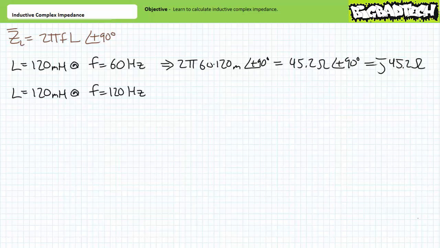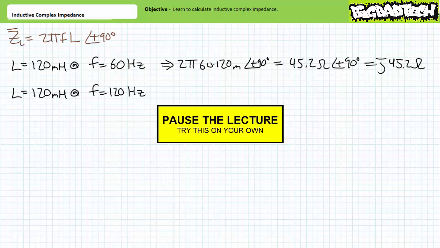What happens to the complex impedance of this 120 millihenry inductor if I double the frequency to 120 Hz? Does the magnitude and direction of the complex impedance decrease, increase, or remain the same? By all means, pause the lecture and think about this, but don't you dare touch your calculator because I'm watching you.